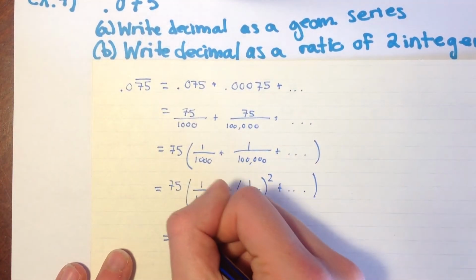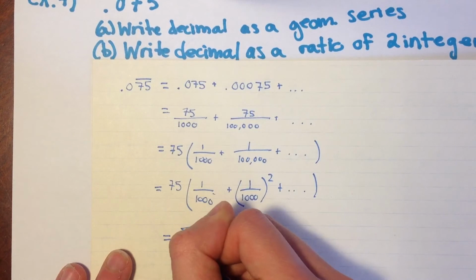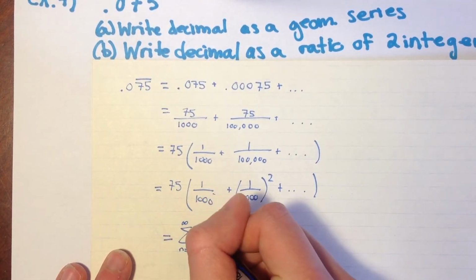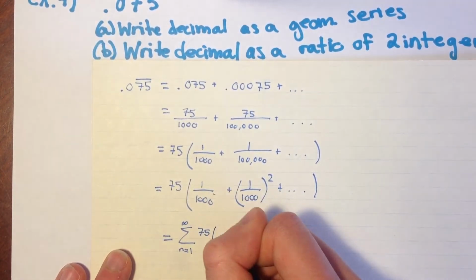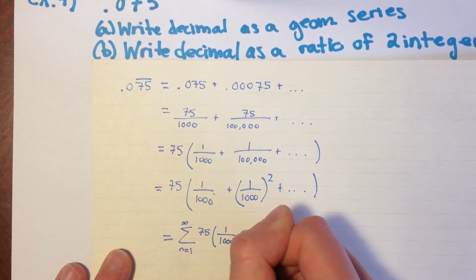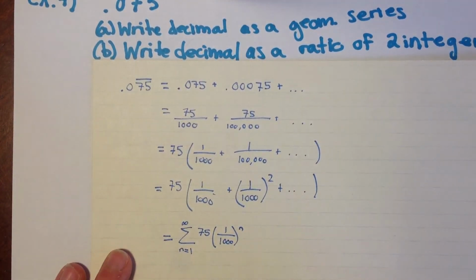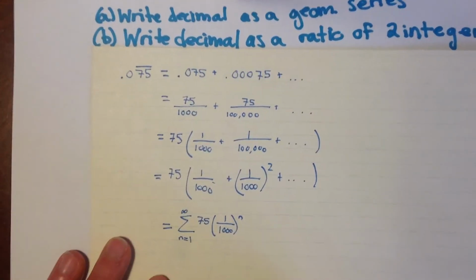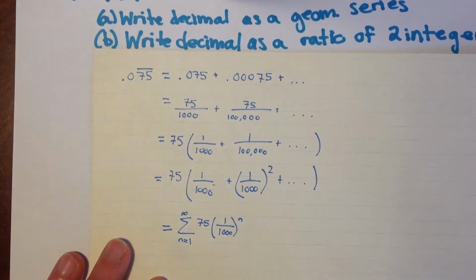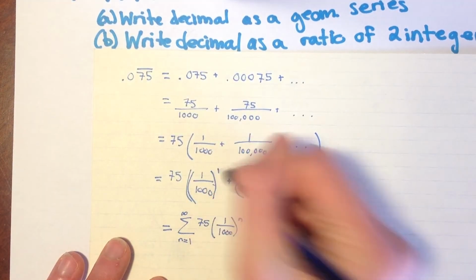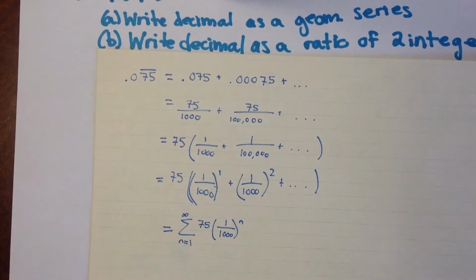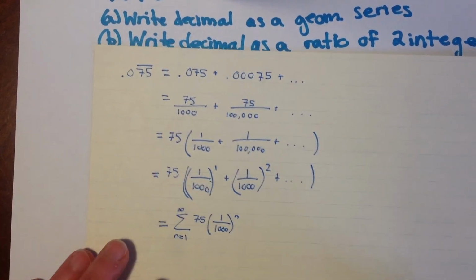So I can say the sum as n goes from 1 to infinity of my A value, which is 75, times 1 divided by 1,000 to the nth power. Notice that I started the index at 1 because this was to the power of 1, not 0. If there had been a 1 term, which there wasn't, then I would have to start it at 0.